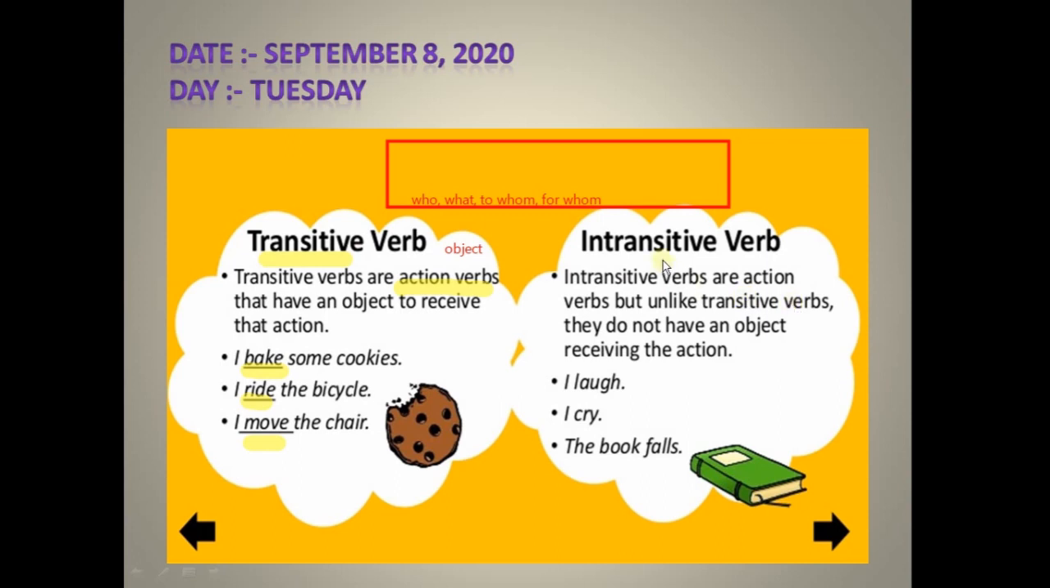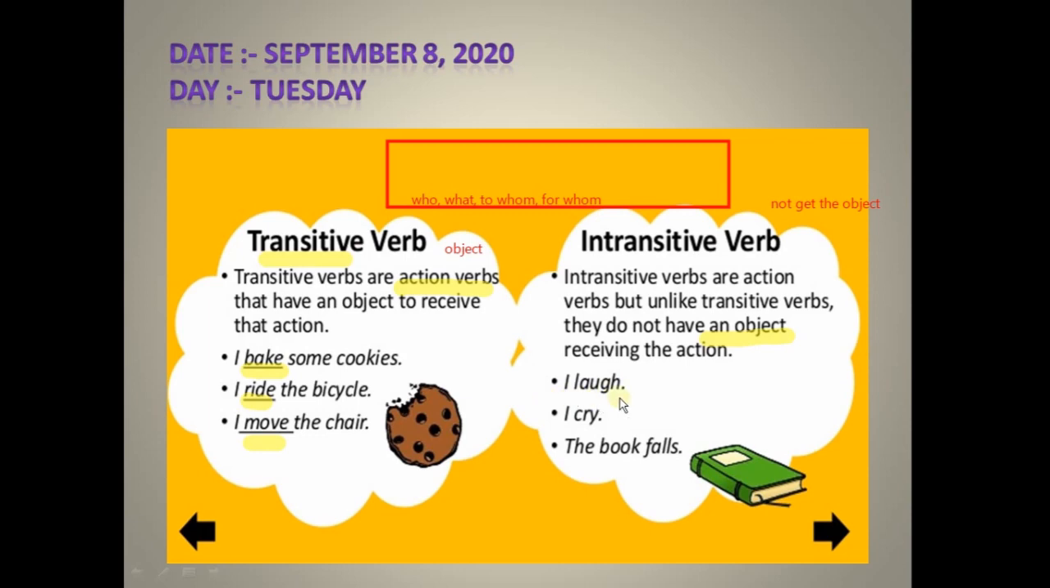Now if we talk about intransitive verbs. Intransitive verbs are action verbs, but unlike transitive verbs, they do not have an object. In that also you can get the action, but not like the transitive one. It is very important: in this you will not get the object. So most important, keep in your mind: in transitive you will get the object, in intransitive you will not get the object.